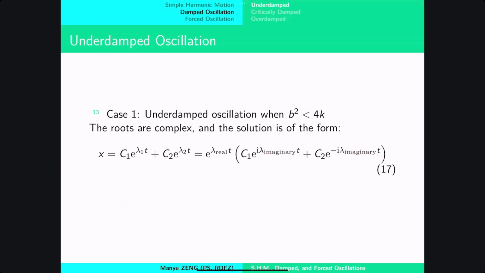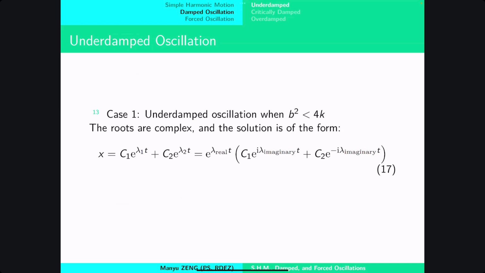So they have their real parts equal, and their imaginary parts being negative of each other. So we define that the imaginary part's absolute value is lambda imaginary, and the real part is lambda real. So we can extract e to the power of lambda real t outside, because the real parts of lambda 1 and lambda 2 are equal, since they are complex conjugates.